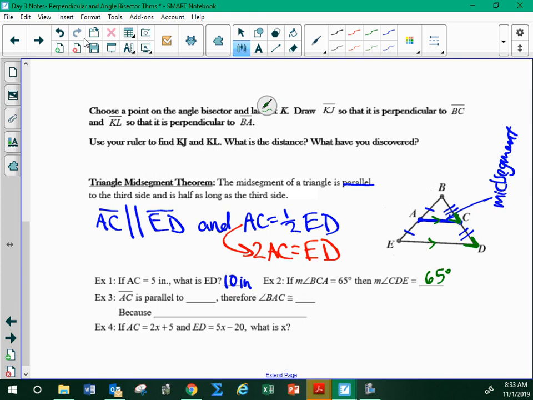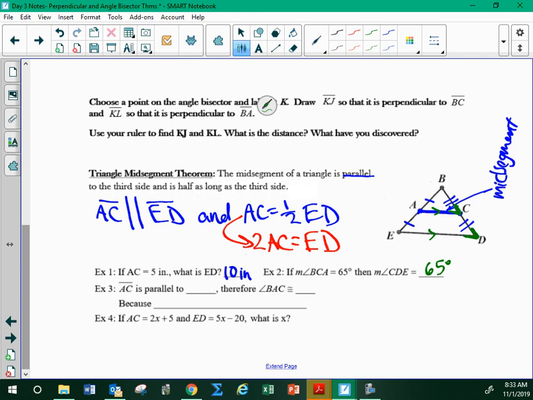Which I think is exactly what example 3 is saying. So segment AC is parallel to segment ED. Therefore, angle BAC, so we're looking at the other side now, is congruent to angle AED.